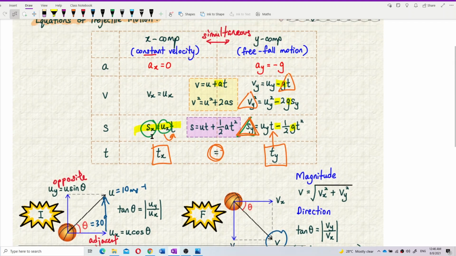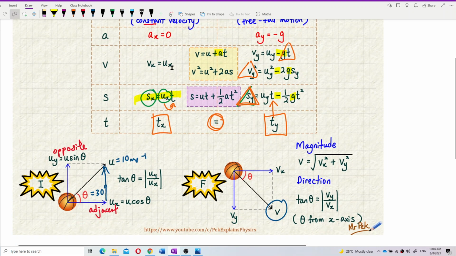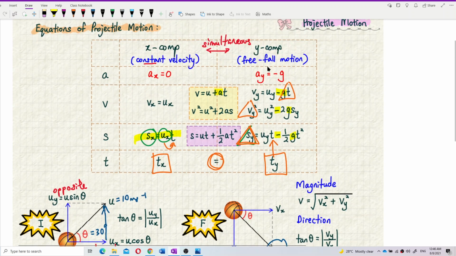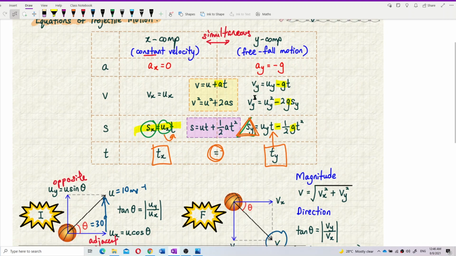After that, now you already have ux and uy. Then you can perform equations like this, and you have uy to substitute here. You can perform an equation like this formula, like vy equal to uy minus gt. One thing we must know, ay is always negative g. We substitute ay equal to negative g, and you can find the time. You can find the velocity also.